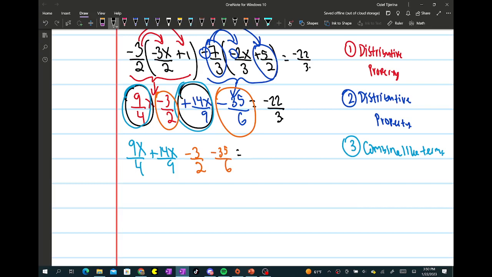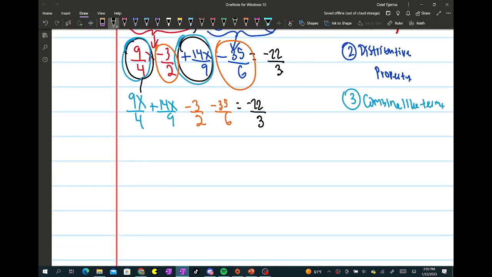And that'll be equal to negative 22 over 3, right? So you kind of see how I'm doing it, right? We basically are just putting all the x's and all the constants together. And now I'm going to try and add these fractions, right?